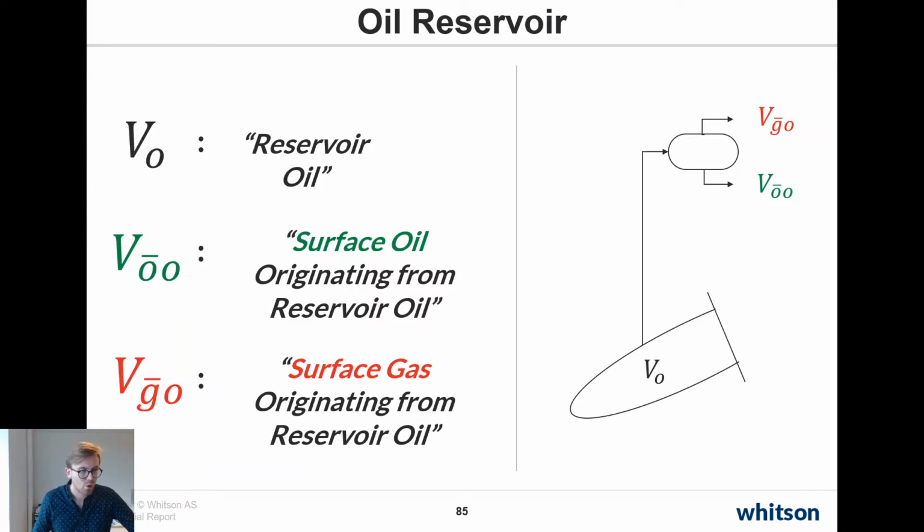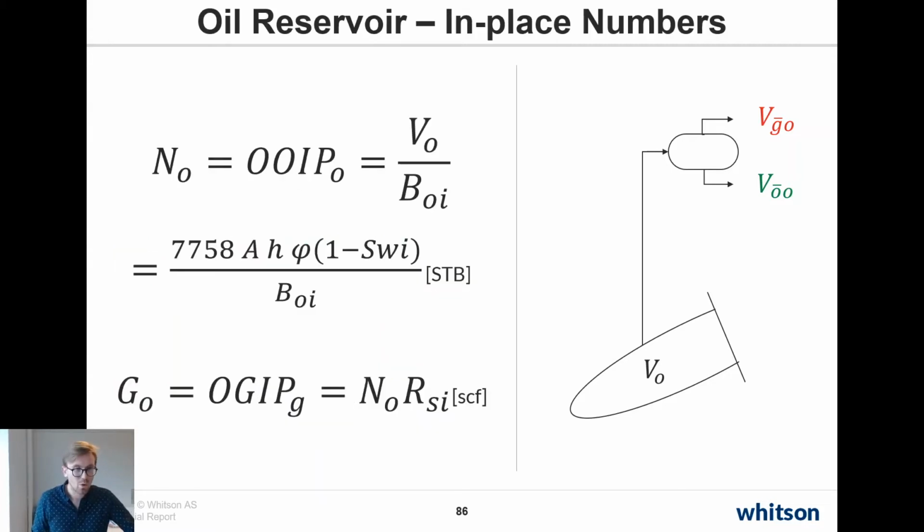So again, when we talk about reservoir oil volumes, we use a subscript O, while the O hat and G hat subscripts are meant for referencing surface volume, then originating either from an oil phase in the reservoir or a gas phase. And here we have the oil phase. So V_O is the reservoir oil. In this case, surface oil is denoted by V_Ô,O. So surface oil originating from the reservoir oil. And then we have V_Ĝ,O, which is the surface gas originating from the reservoir oil.